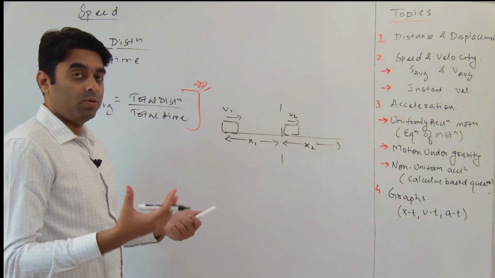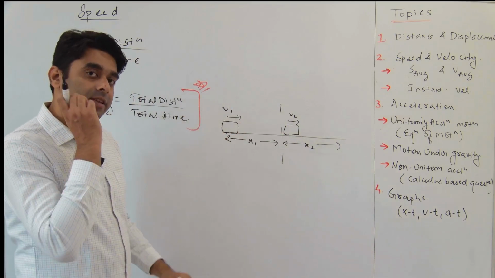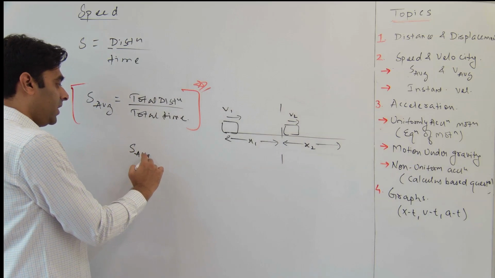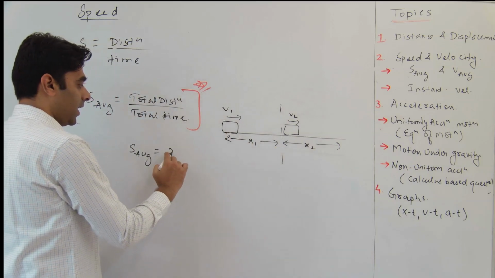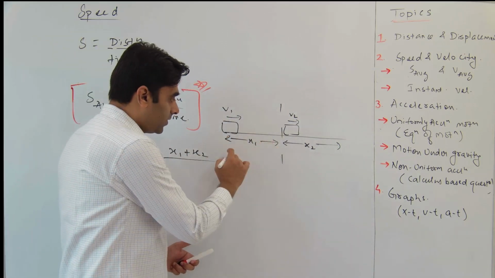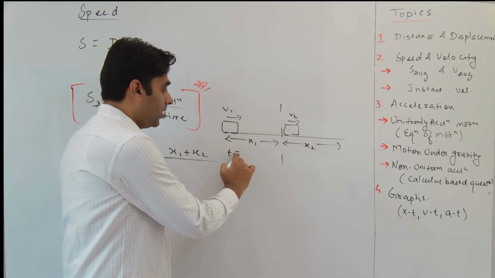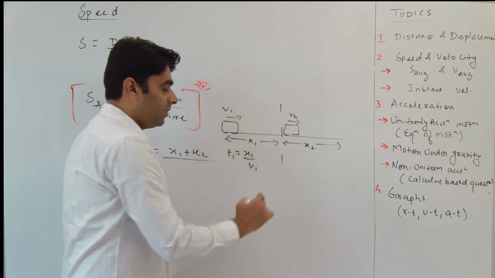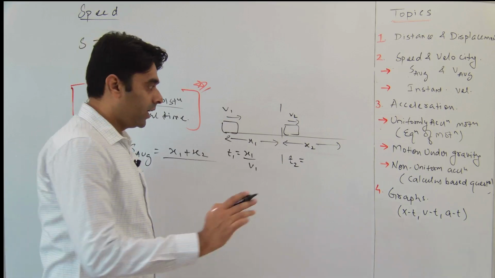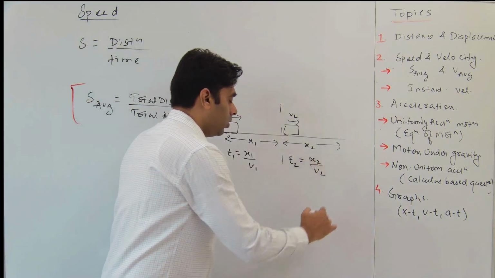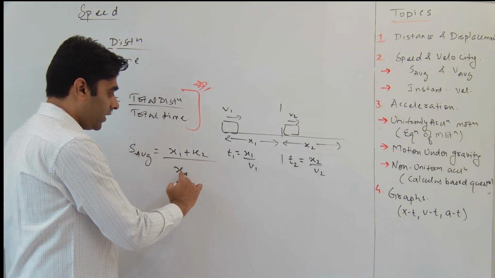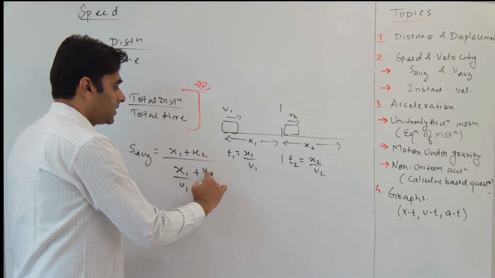Now in this case, because the speed is changing, if we have to write down the average speed, what will it be? Average speed will be total distance by total time. Total distance is x1 plus x2. Total time taken for the first part of the journey, t1, will be distance by speed, that is x1 by v1. For the second part of the journey, for x2 distance, time taken t2 will be x2 by v2. So average speed, total distance by total time t1 plus t2, we can write as (x1 plus x2) by (x1 by v1 plus x2 by v2).